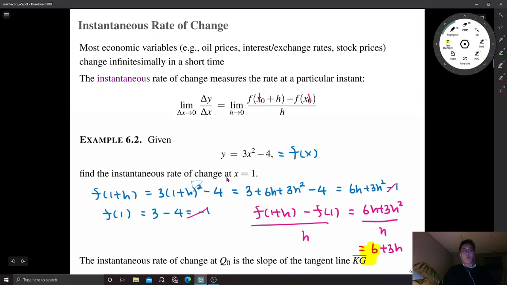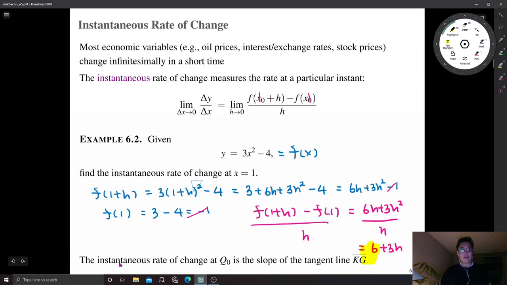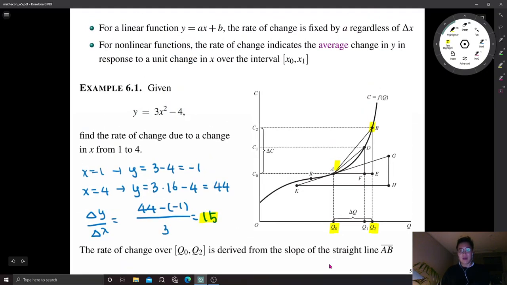All right, so what is the geometric interpretation of this number 6? The rate of change over some interval is the slope of the secant line. On the other hand, the instantaneous rate of change at some particular point is the slope of the tangent line. That is well visible from this figure. So once again, the rate of change is the slope of this line segment A and B.